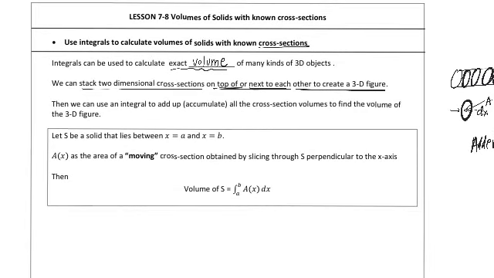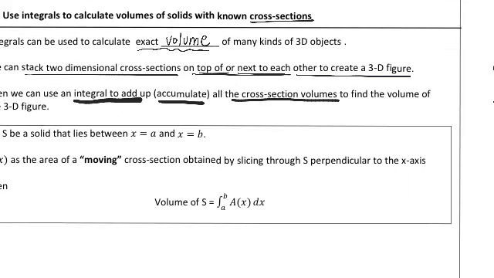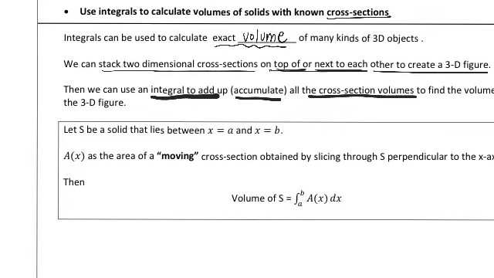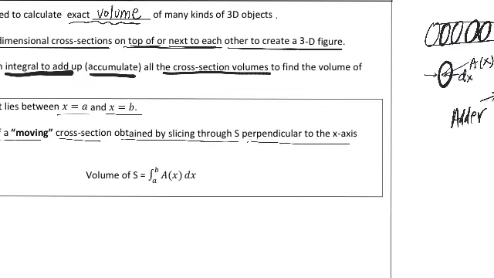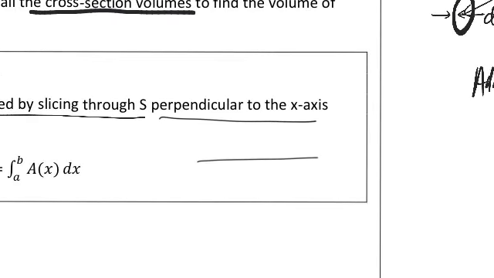And in general, we are using an integral to add up or to accumulate all the cross-section volumes, and thereby we can find the total volume of the 3D figure. So we think of S as a solid lying between x equals A and x equals B. A of x is the area of a moving cross-section obtained by slicing through S perpendicular to the x-axis. So in these first few examples, our solid is sitting sort of like this, centered on the x-axis, going from x equals A to x equals B, and then the cross-section might be at different places.